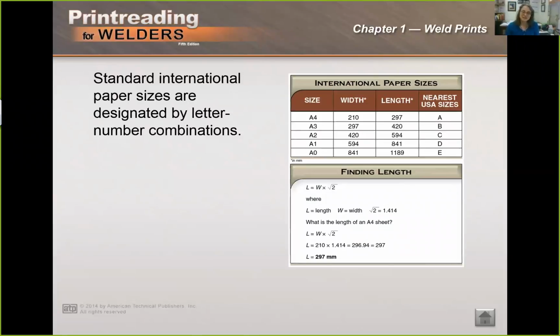Europeans' paper sizes are also standardized, but they're slightly different. They are standardized by a letter and a number: A4, A3, A2, A1, and A0. In this table, which is also found in your textbook, you've got the nearest USA sizes. Also notice the width and the length are in millimeters because it's European. The interesting thing about European sizes is there is actually a relationship between the length and the width. If you know the width, you can always find the length by multiplying by the square root of 2.